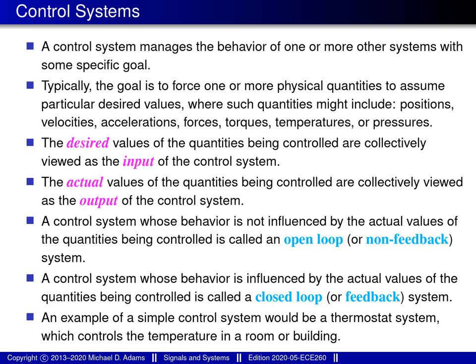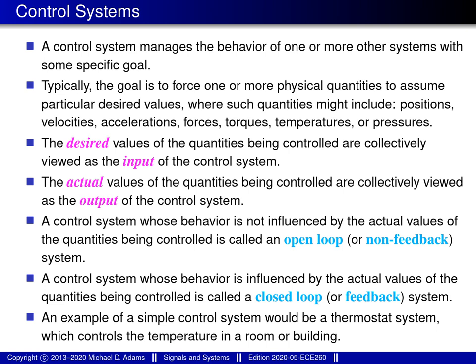One fundamental property of a control system is whether it requires knowledge of the actual values of the quantities being controlled. In the case that this knowledge is not required, the control system is called an open loop or non-feedback system. In the case that this knowledge is required, the control system is called a closed loop or feedback system. Because closed loop systems have more information available to guide them, such systems can be much more effective for control purposes than open loop systems.